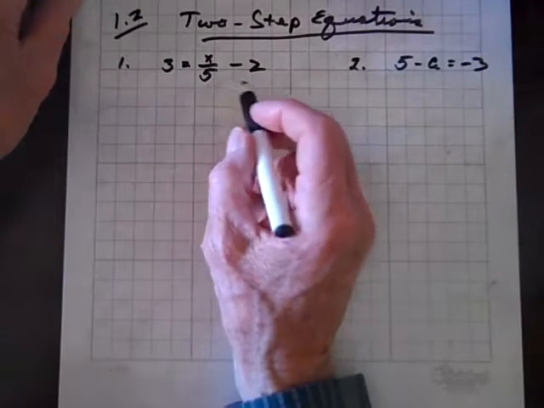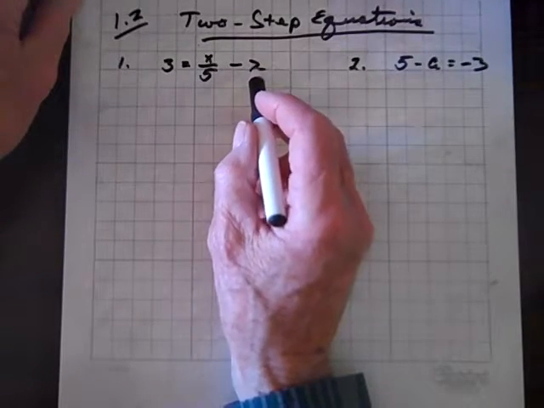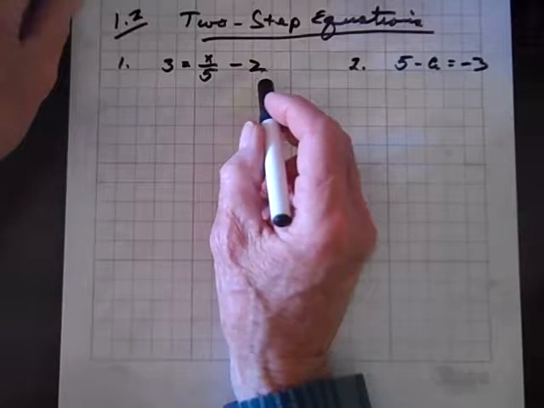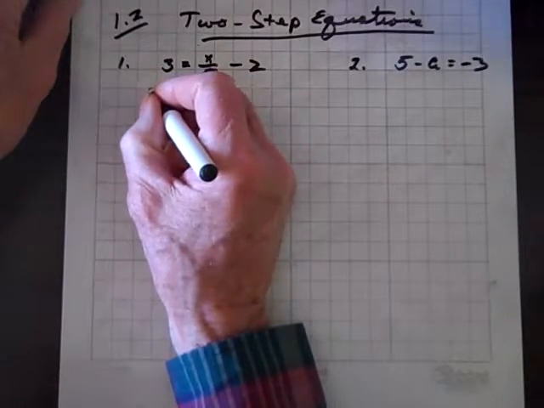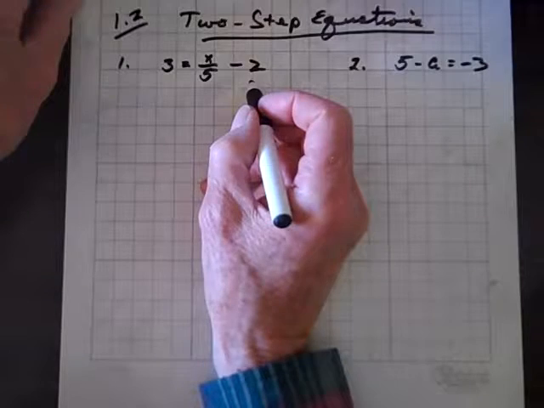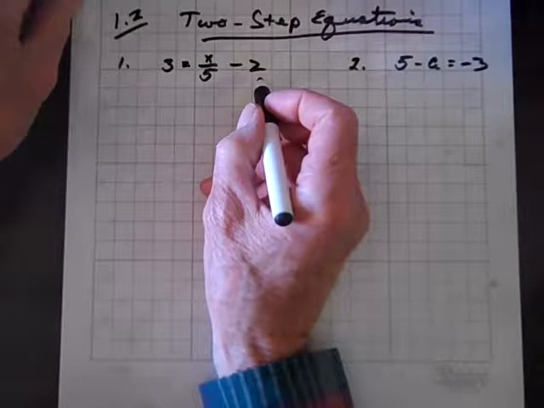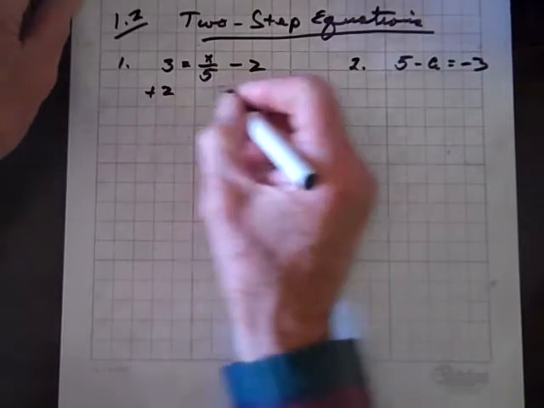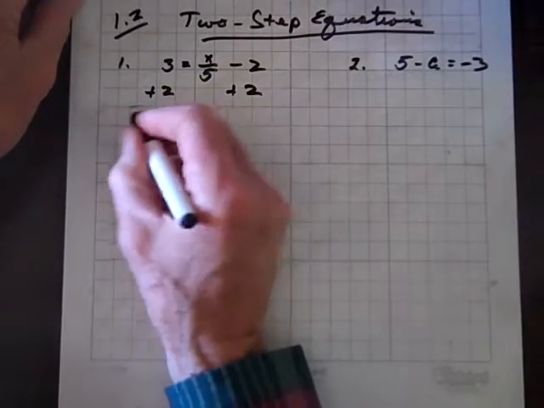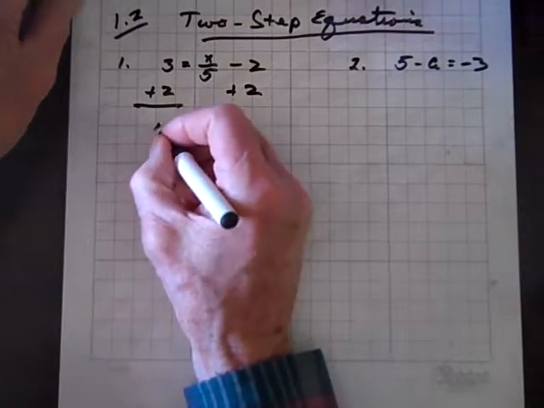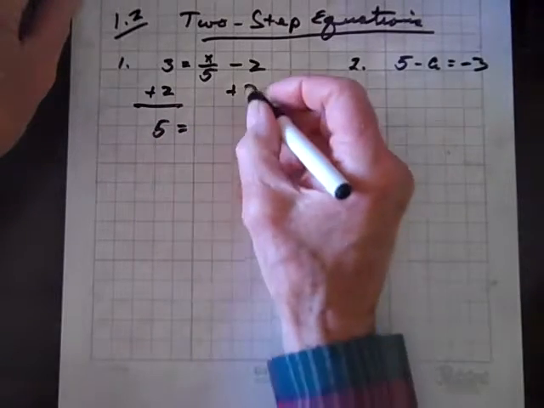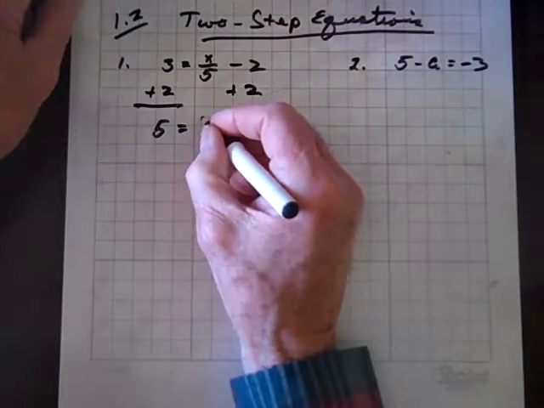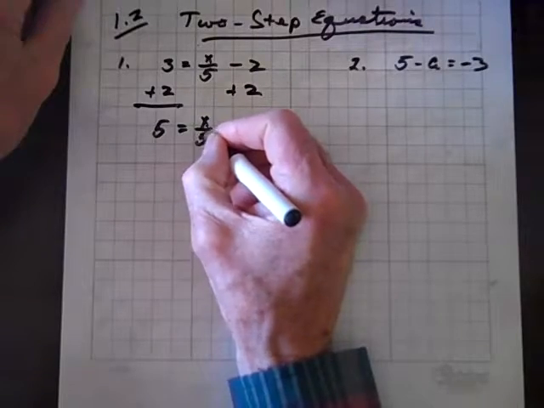This is the term that contains the variable right here. So we have to get rid of this 2. So we'll add 2 to both sides. To undo addition, we use subtraction. To undo subtraction, we use addition. So plus 2 and plus 2. And now we have 5 equals, and 2 minus 2 is 0, x over 5.